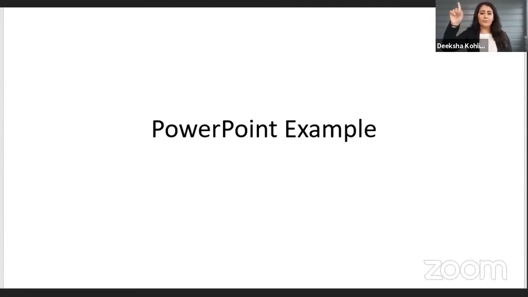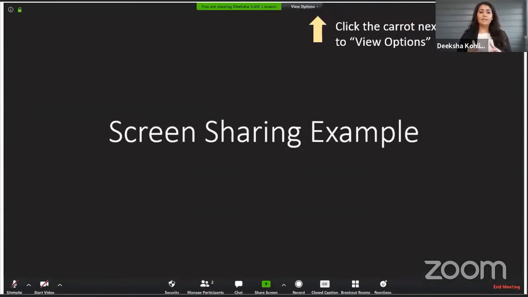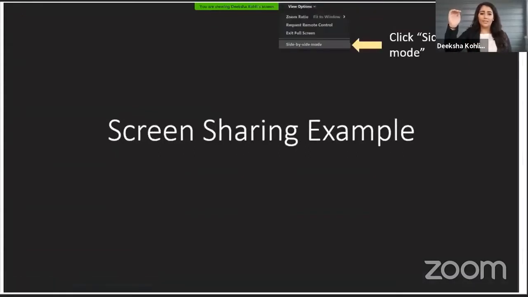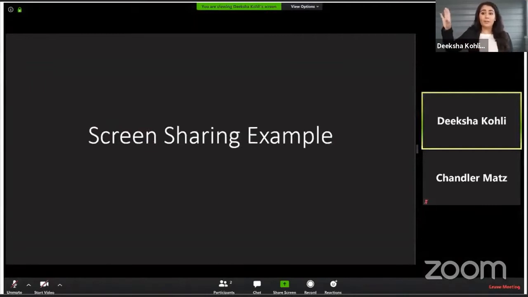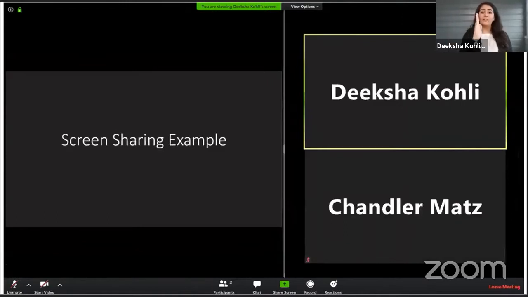On the top of your screen, if you click the arrow next to where it says View Options, I'll give everyone a brief moment to do that. Next, if you click on the last option listed in that drop-down menu called Side-by-Side Mode, and now this is the last step. Right now, you'll see that the blank screen is still very big compared to the advocates. But you can change that by clicking on the little gray marker that separates the shared screen with the video images. Just drag that to the center of your screen.